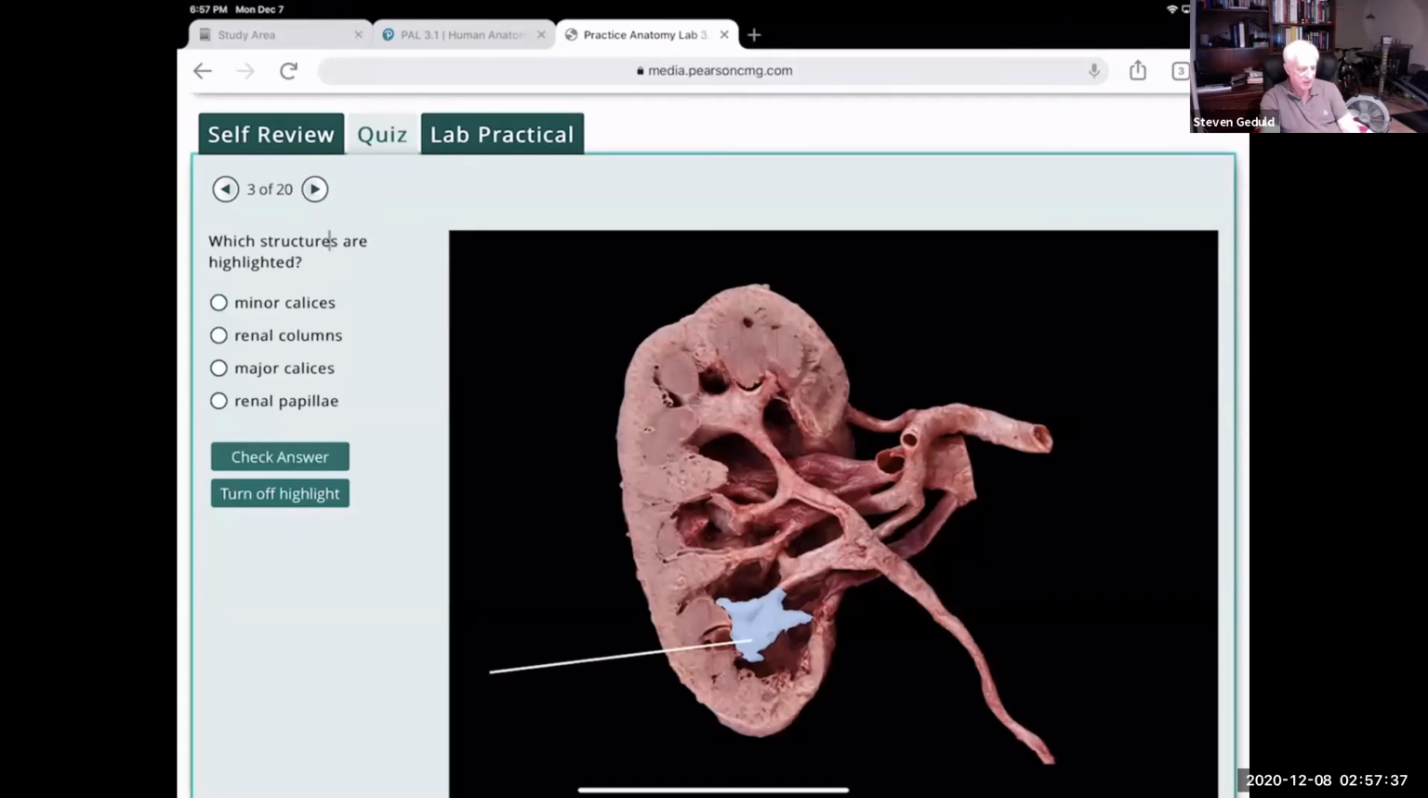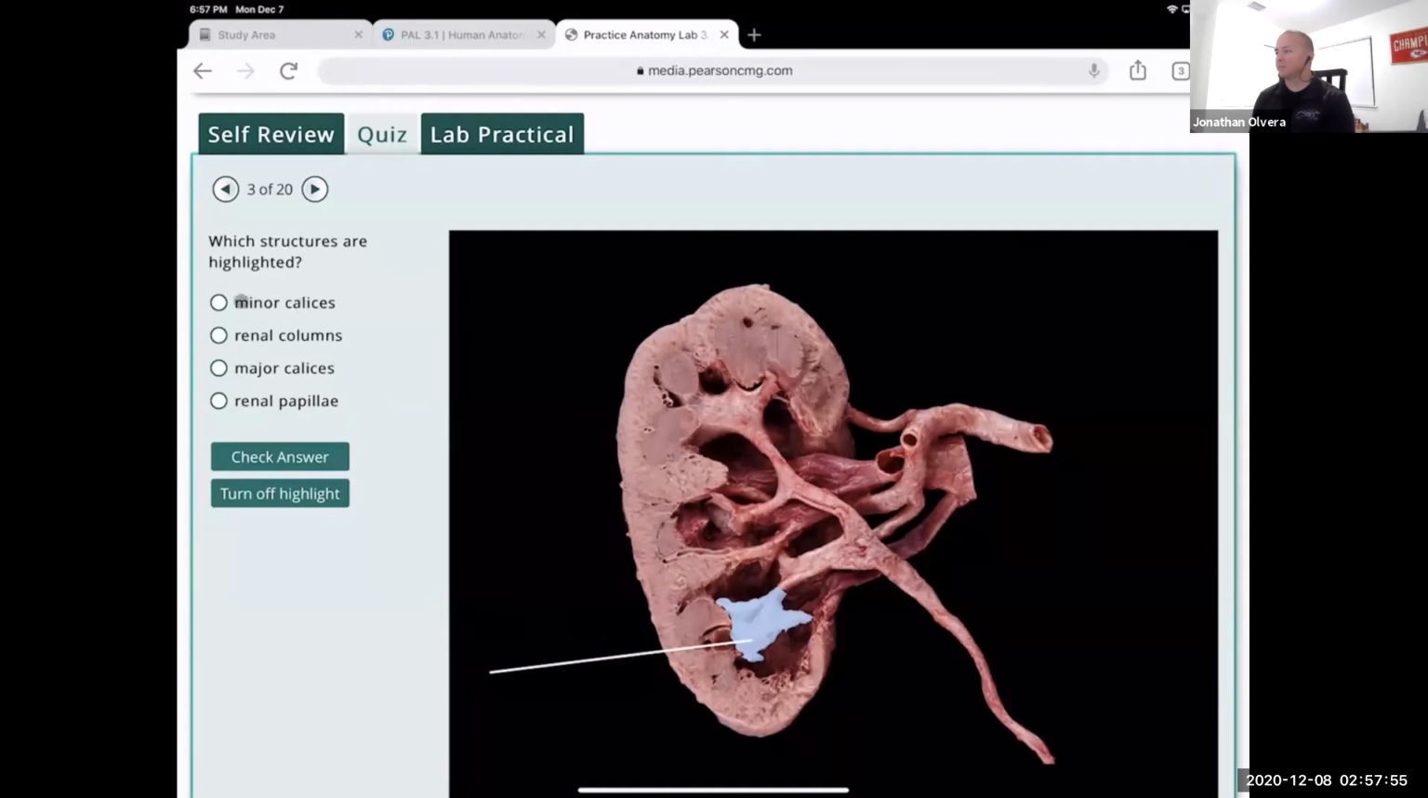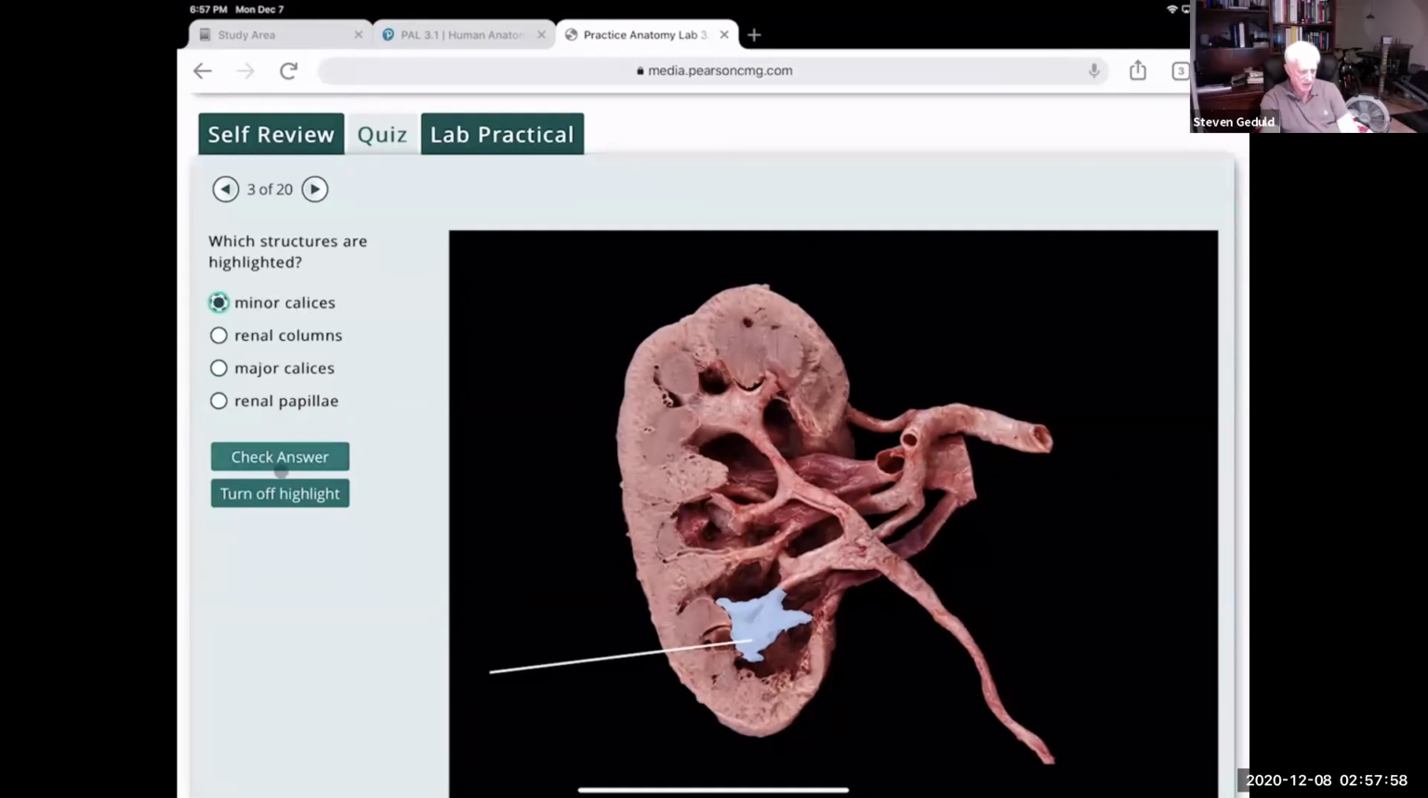What structure is highlighted here? Let me turn off the highlight and see what it is. Okay, it's one of the tubules. It's flared open, kind of hard to see. Minor calyces. I would say the minor calyces, just because this is flared open. It's kind of hard to see because the major calyces are down here, this is pointed right here where that's flared. The calyces flare open and feed into the major calyces, into the renal pelvis, into the ureter. You can see what path it would travel right there. So I think that'd be the minor calyces. Yeah.